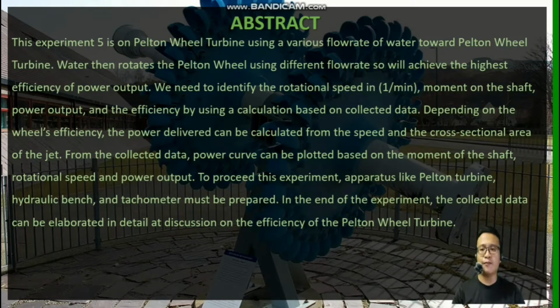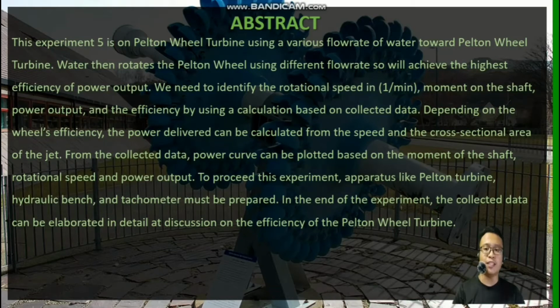This experiment 5 is on the Pelton wheel turbine, using various flow rates of water toward the Pelton wheel turbine. Water then rotates the Pelton wheel using a different flow rate, so we can achieve the highest efficiency of power output. We need to identify the rotational speed in 1 per minute, the movement on the shaft, the power output, and the efficiency by using calculation based on collected data.